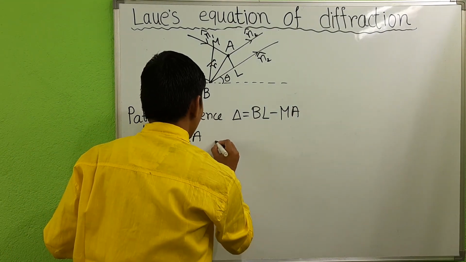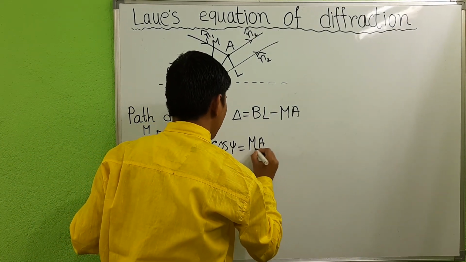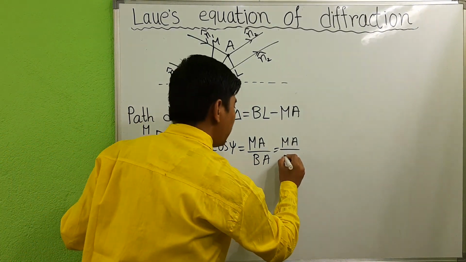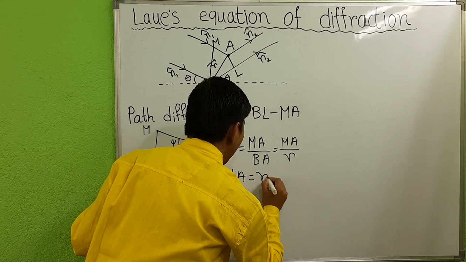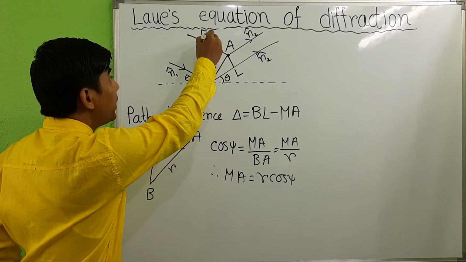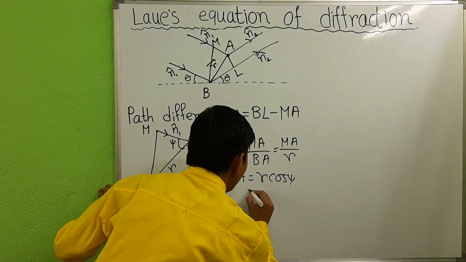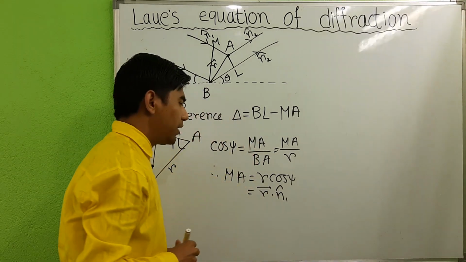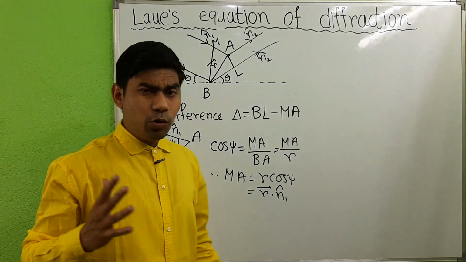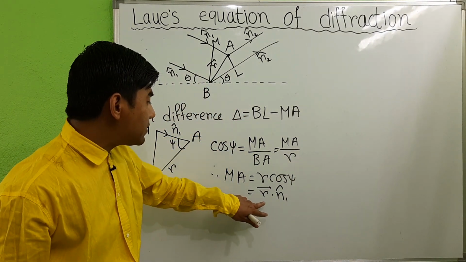So in this triangle, cos psi equals base by hypotenuse. Here base is MA and hypotenuse is BA, which is R. So MA by R, so MA equals R cos psi. Now along MA unit vector is n1 cap, so according to vector algebra we can write R cos psi equals R vector dot n1 cap. So the value of MA is R dot n1 cap.